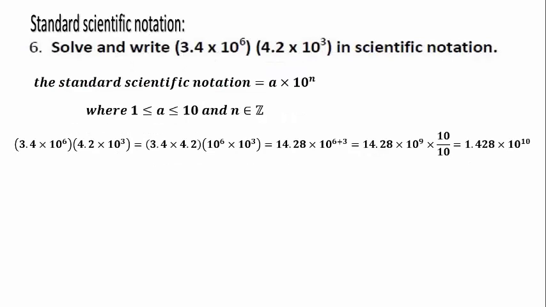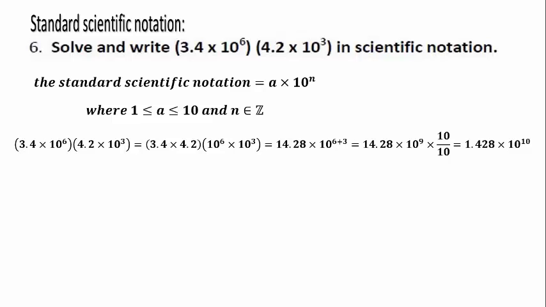Problem number 6. We will deal with standard scientific notation. Solve and write 3.4 times 10 to the power 6 multiplied by 4.2 times 10 to the power 3 in scientific notation. The standard scientific notation is equal to A times 10 to the power n, where A is greater than or equal to 1 and smaller than 10, and n belongs to Z, where Z is the set of integer numbers.